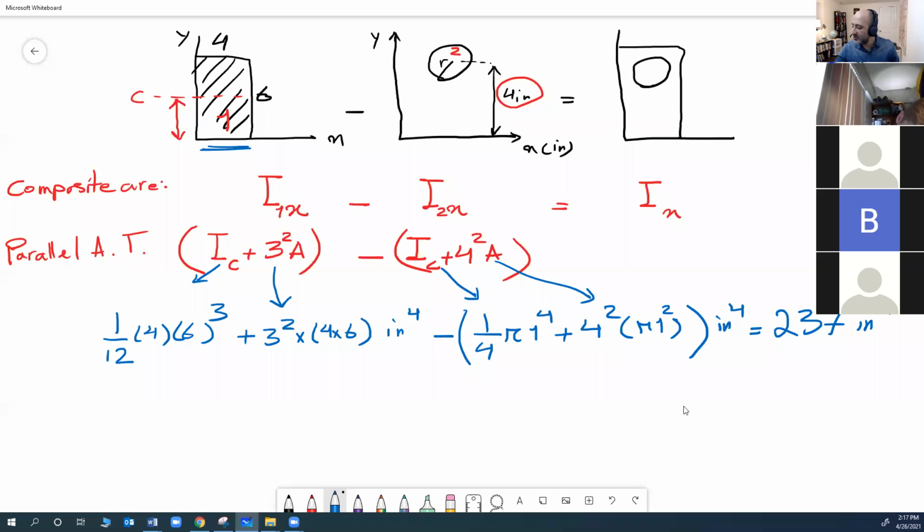We're going to do a couple more on this, both of them, composite area and parallel axis theorem. Okay.